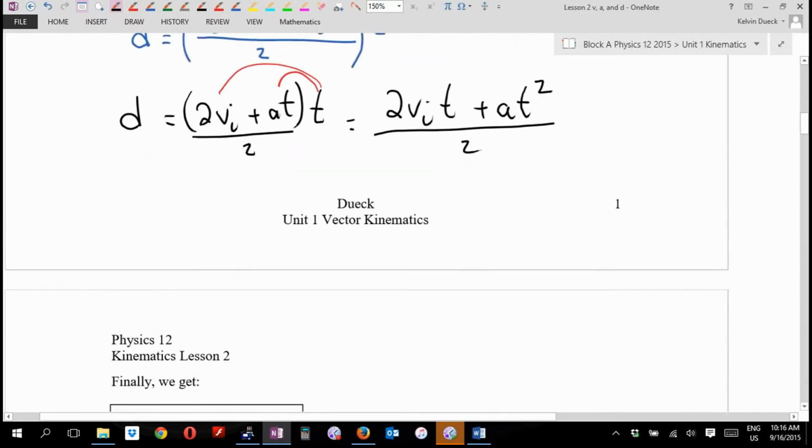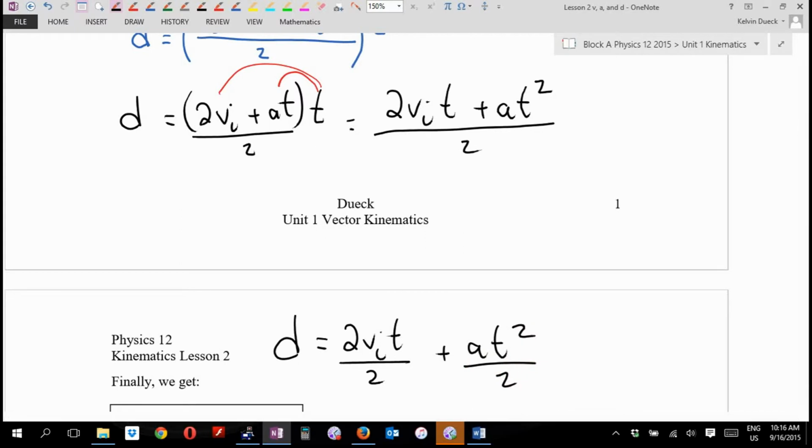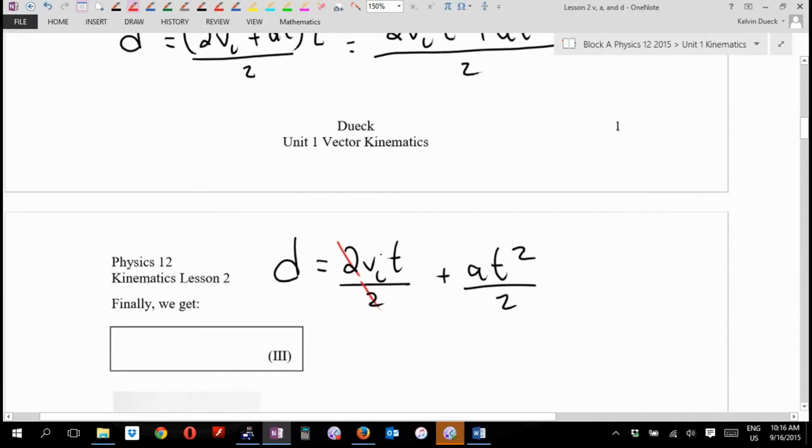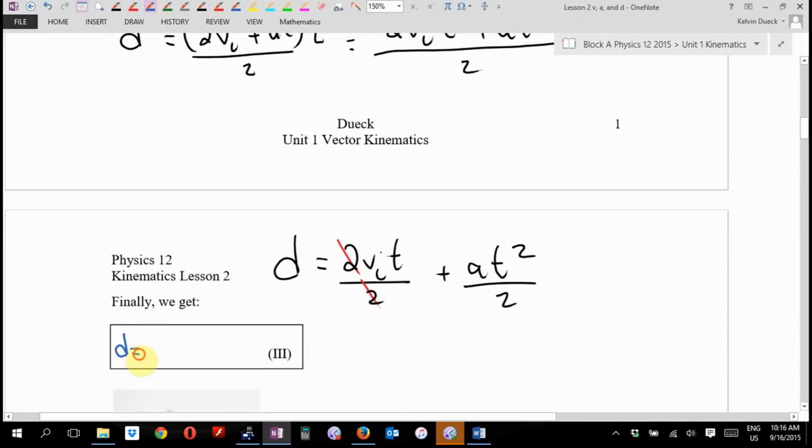You know what? Really, what I can do is break this fraction up. I'll do this on the next page. You can do this wherever you have room. This is really 2 VIT over 2 plus AT squared over 2. If I'm dividing the whole thing by 2, that's the same as dividing each one by 2. Is that okay, Carolyn? And the nice thing is, you may notice the 2's there cancel, and in fact, you can see we have just derived D equals VIT plus a half AT squared. And we flogged that to death pretty good last year.